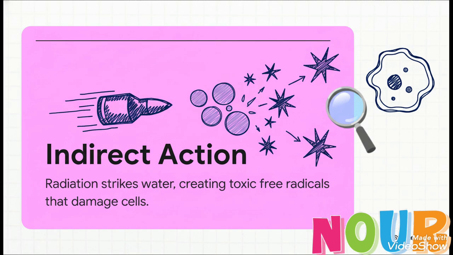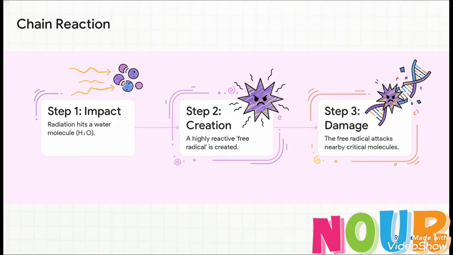And this is what's called indirect action. So this is where it gets really interesting because it shows how one tiny event just snowballs. The radiation hits the water, seems harmless enough, right? But in that instant, it creates something called a free radical. The best way to think about a free radical is like a tiny, angry, unstable molecule. It's now desperately trying to become stable again, and it does that by ripping parts off of any other molecule it bumps into, and that includes your DNA. It's this secondary attack that causes most of the trouble.